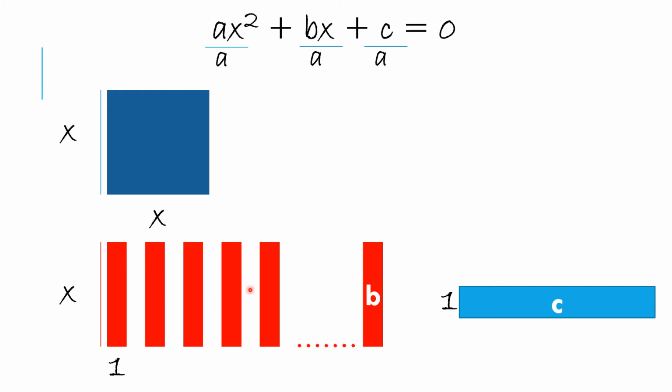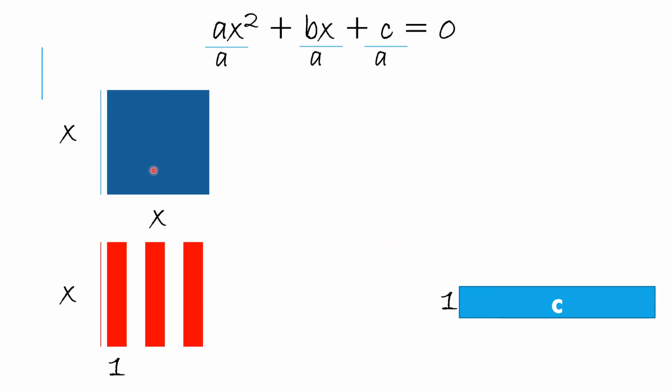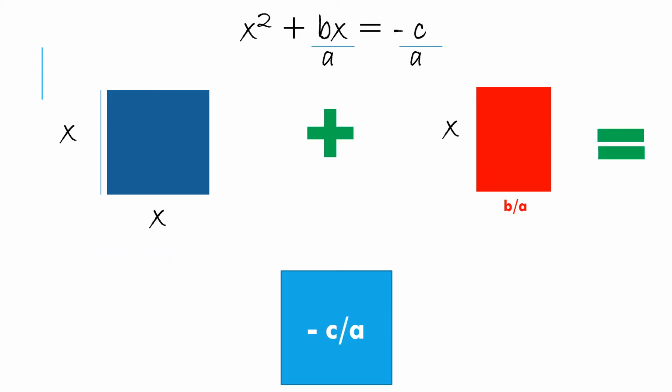If you divide the term of x by a, it becomes b upon a. So finally this is remaining, and the constant term is also divided by a. So the length becomes c by a and the breadth becomes 1. So the area becomes c by a. Now let us arrange this in this form, where this is x square, this is b by a into x, and the constant is given as minus c upon a.